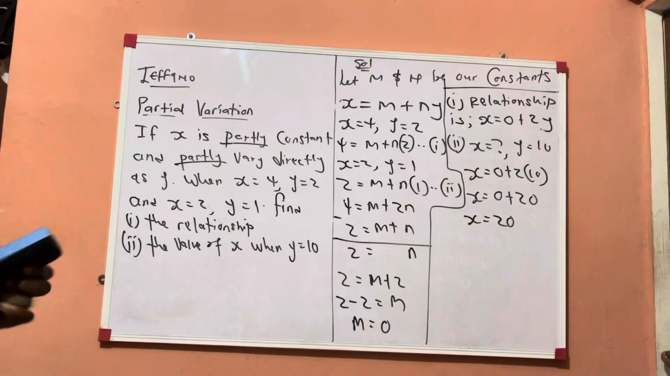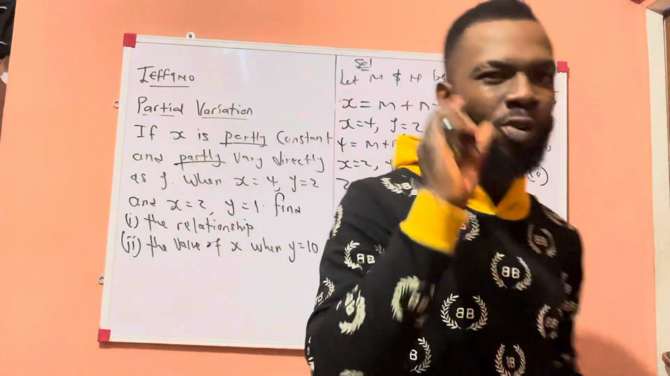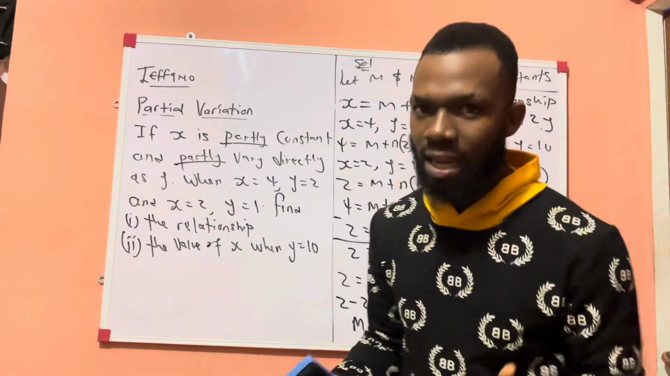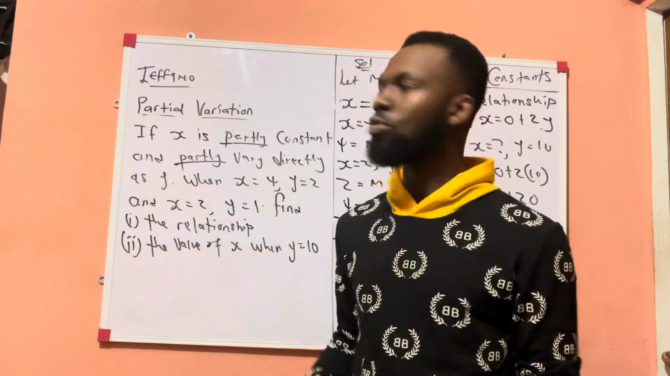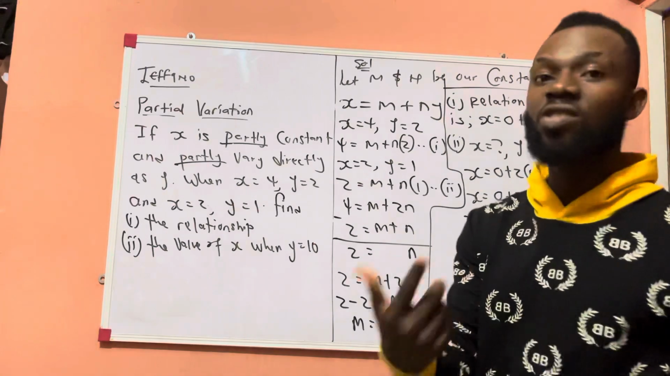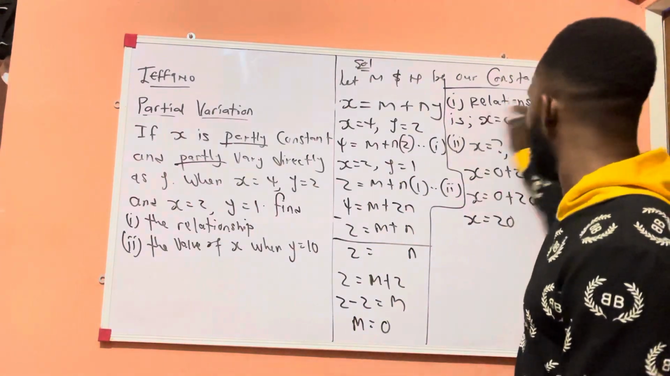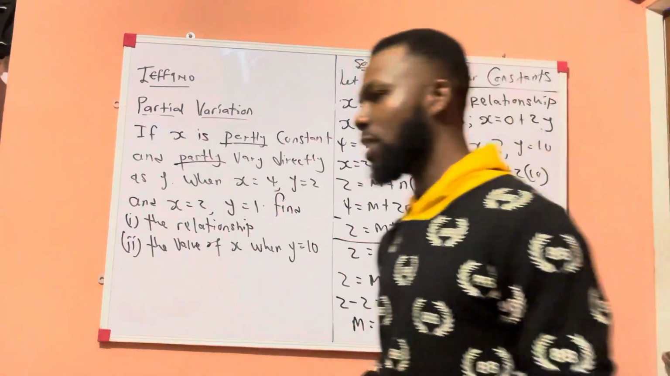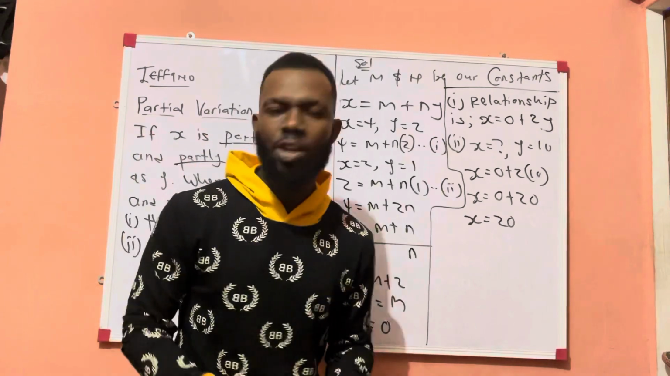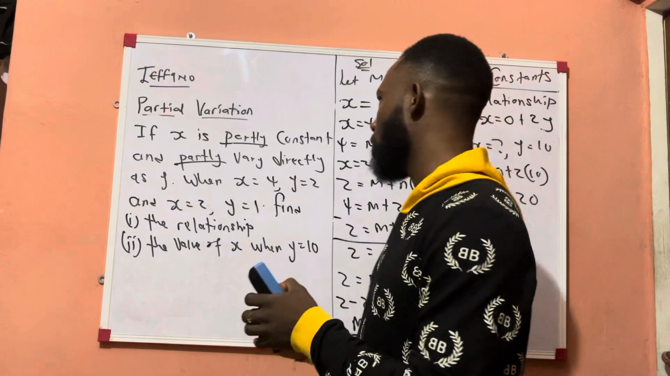So class, this is how you work with a partial variation question. Whenever a question is given to you and it is a partial variation, the first thing you are expected to do is to introduce your constants, and I told you your constants are 2. When you introduce your constants, the next thing for you to do is to solve simultaneously to get the values of these constants, and after you've gotten the constants, you get a relationship, and with your relationship that has been gotten, you can solve any other question from that particular question. So I believe you have been able to learn something today on partial variation.